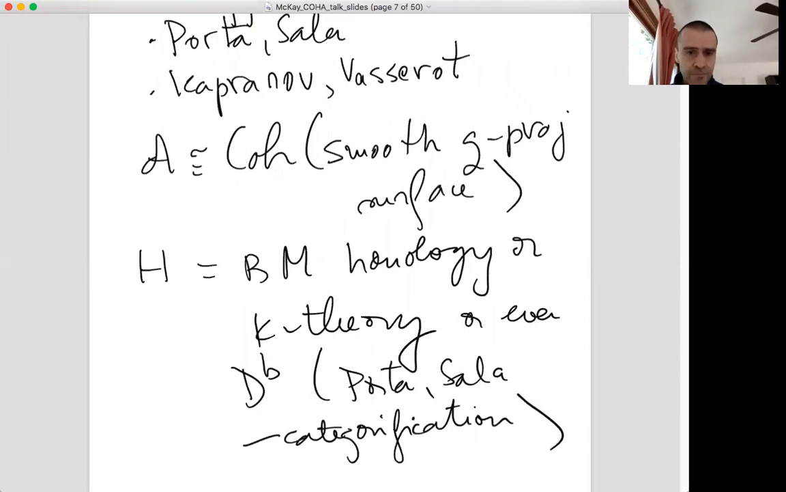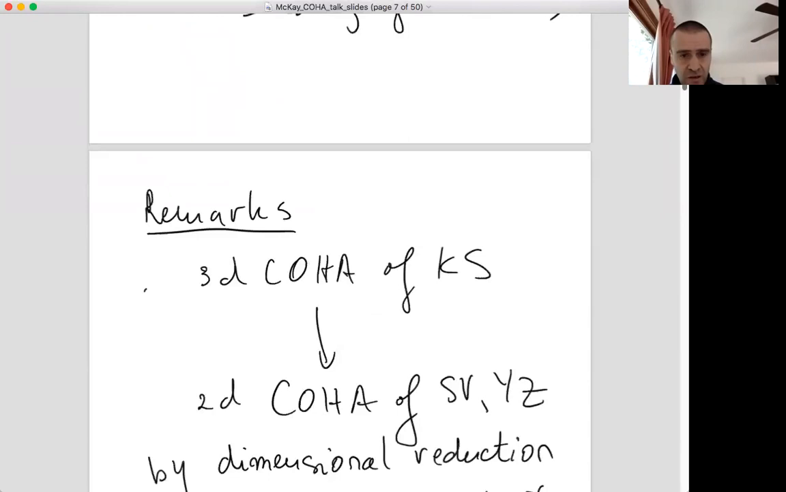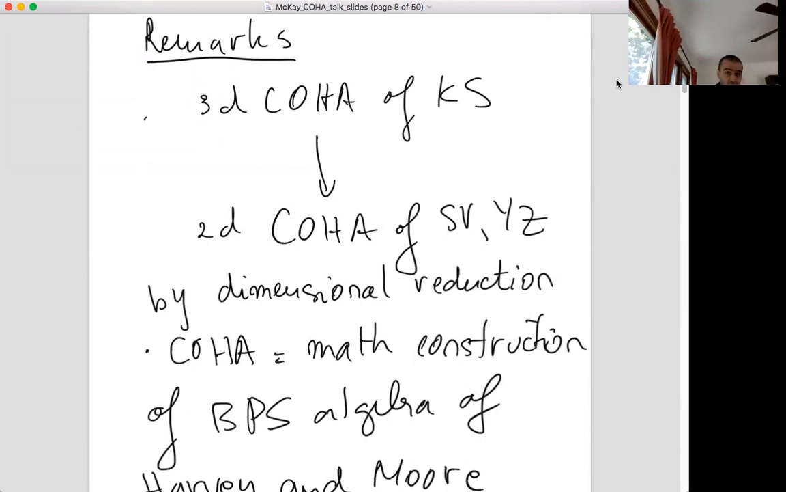And before I actually specialize to the current situation, a few remarks. The three-dimensional COHA and the two-dimensional COHA constructions for preprojective algebras are actually obtained as special cases of the three-dimensional COHA construction by a procedure called dimensional reduction.